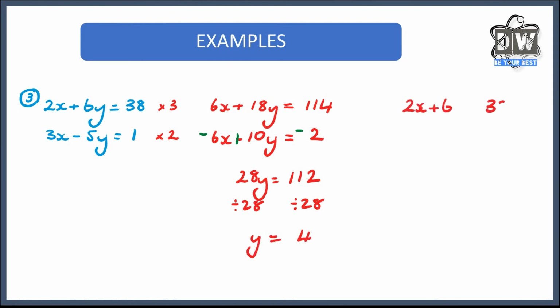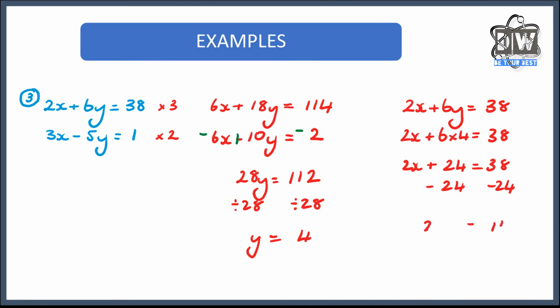Bang that back into the equation. I've picked the top one because it's a positive on this occasion rather than working with negatives. I don't like working with negatives. I'm sure you're the same. So I take away the y and input 4. So I end up with 2x plus 6 times 4 equals 38. What's 6 times 4? It's 24. So we've got 2x plus 24 equals 38. Then take away 24 from both sides. So we've got 2x equals 14. And then divide both sides by 2. And we end up with x equaling 7. Bang that over there and we are done.